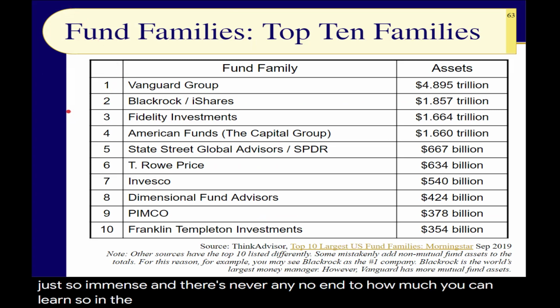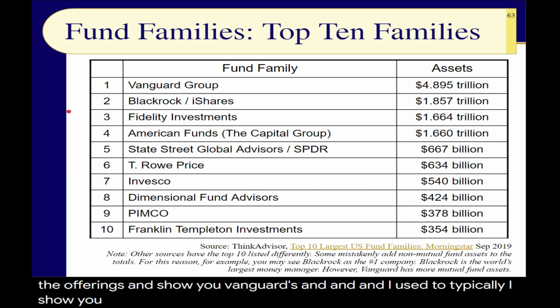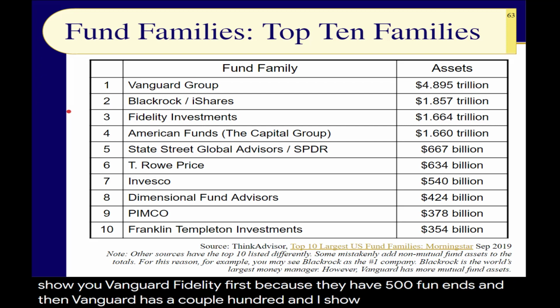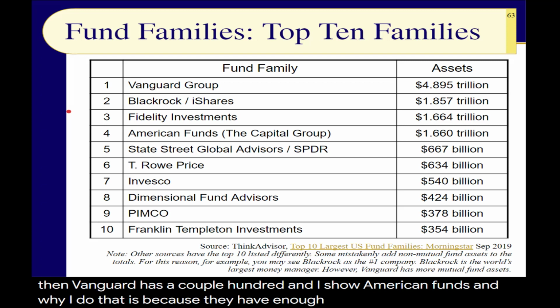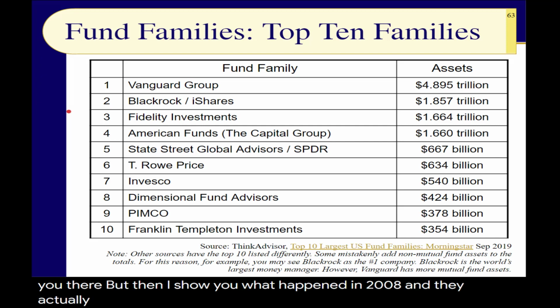So in the face-to-face class, we would then take a look at some of the offerings and show you Vanguard. Typically I show you Vanguard and Fidelity first, because Fidelity has 500 funds and Vanguard has a couple hundred. And then I show American Funds. I do that because they have few enough to fit on one page. So I show you their funds, but then I show you what happened in 2008. They actually held up better than most companies, but it was a bloodbath.